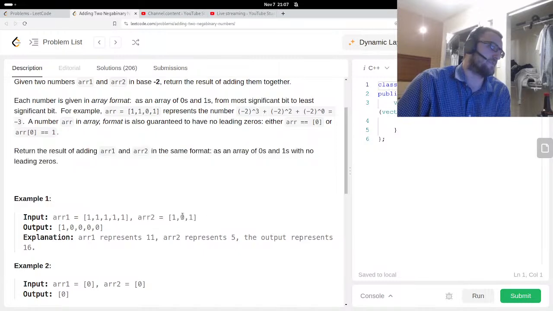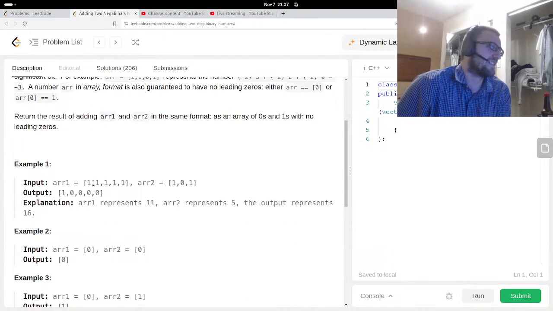Oh no, it'd be so much easier to just convert it to base 10. Alright, so these are both negabinary, and then they want this to come back to negabinary. It's 11, this is 5, should be 16. This will be 1, 2, 4, 8, 16, okay. But this is all -2 raised to the 4th, 3rd, 2nd, 1st, 0th, etc.